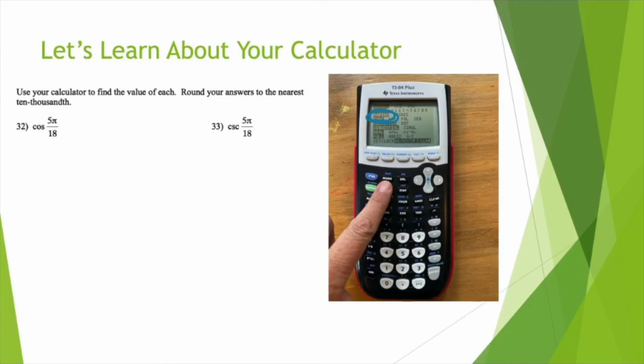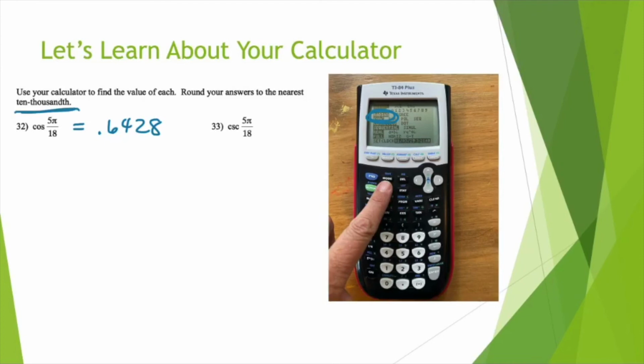We're going to do cosine of 5 pi over 18. You type in a cosine, and then you type in your 5 pi over 18, hit enter. Do that one and compare with me. I got 0.6428. Make sure you give me 4 decimal places, because it says we're going to round to the nearest 10,000th.